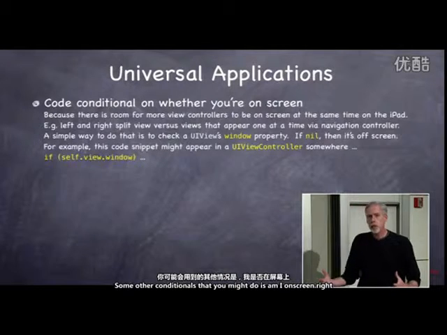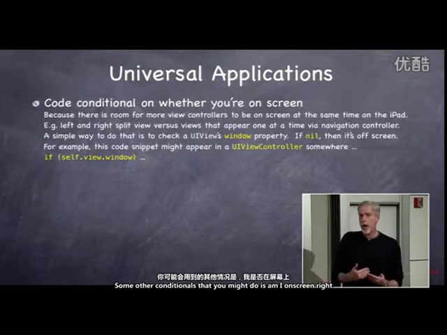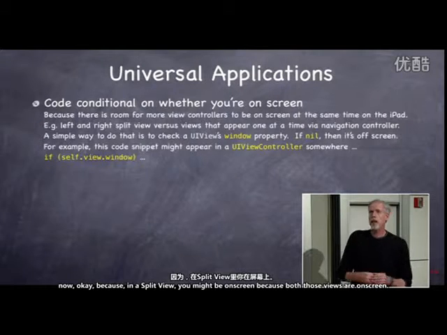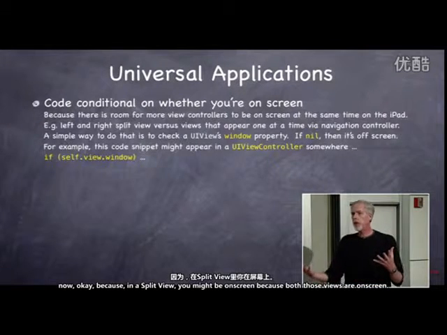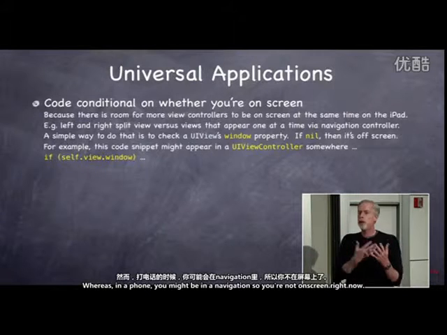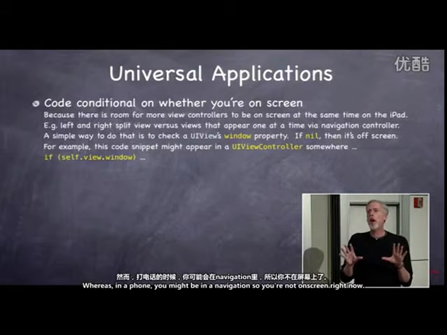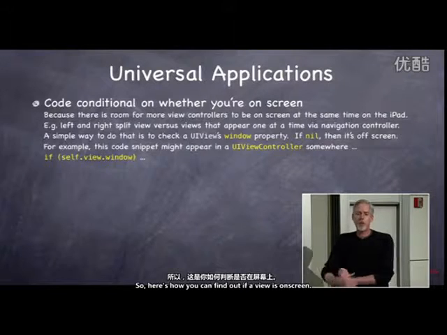Some other conditionals that you might do is, am I on screen right now? Because in a split view, you might be on screen because both those views are on screen, whereas on a phone, you might be in a navigation controller. You're not on screen right now. So here's how you can find out if a view is on screen.